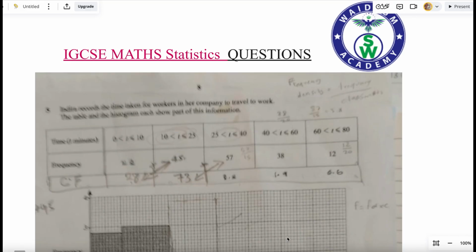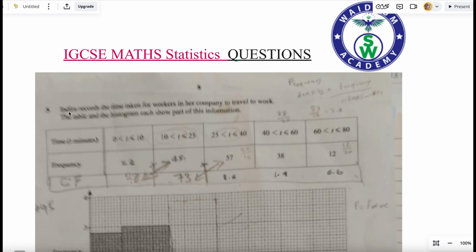Questions in Cambridge paper 4. So let's quickly take a look at some of the statistics questions that are in past papers. Now this question says that Indiana records the time taken for workers in her company to travel to work. The table below shows each part of the information that is given. The question is not so clear here, but it was a photo that was taken.